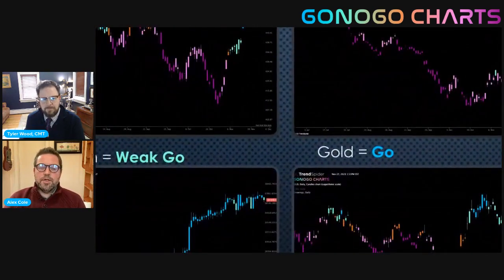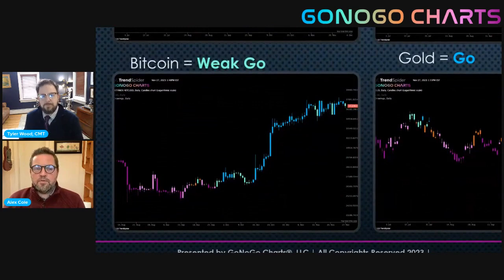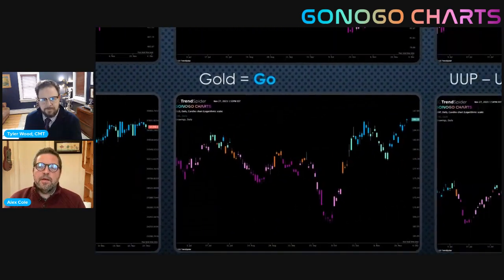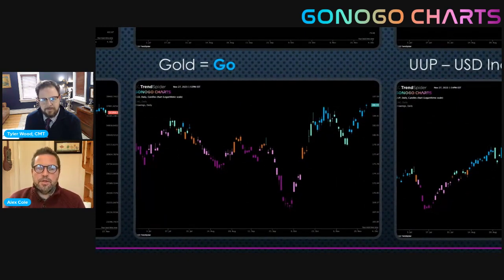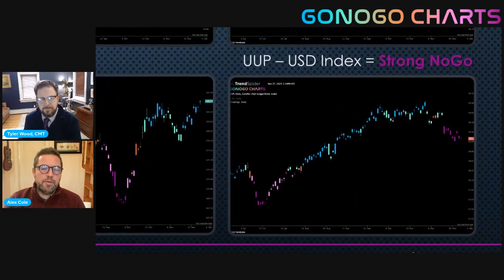If we move to the bottom left there, we've got a chart of Bitcoin. Everybody looks at the cryptocurrency markets now as well, and Bitcoin has been in a really nice move of late. We've seen a lot of strong Go bars, but at the moment painting a weaker aqua bar, but still a Go trend in Bitcoin. Gold, the middle chart, starting to move as well. We've seen a higher low, and now we've moved back into painting those stronger Go colors as well. And on the far right, the US dollar, represented by the UUP ETF, but the US dollar as well rolled over into a strong no-go trend.